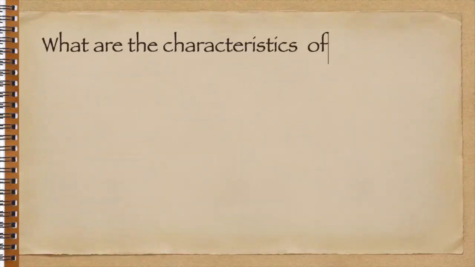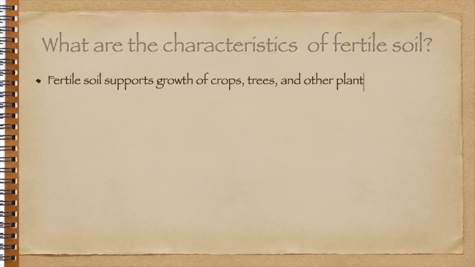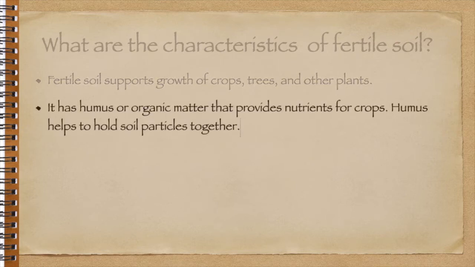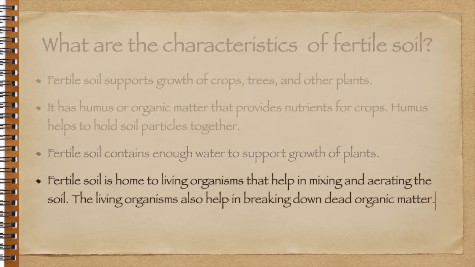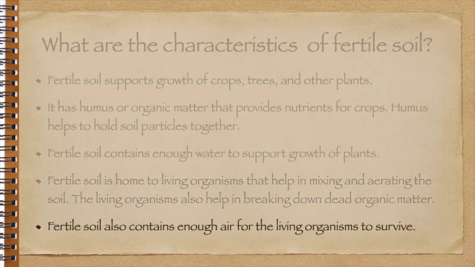What are the characteristics of fertile soil? Fertile soil supports growth of crops, trees, and other plants. It has humus or organic matter that provides nutrients for crops. Humus helps to hold soil particles together. Fertile soil contains enough water to support growth of plants. Fertile soil is home to living organisms that help in mixing and aerating the soil. The living organisms also help in breaking down dead organic matter. Fertile soil also contains enough air for the living organisms to survive.